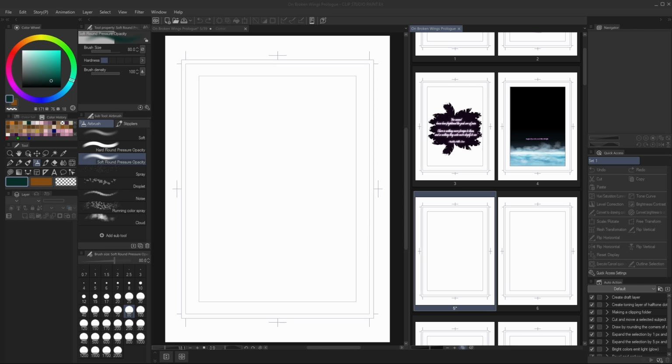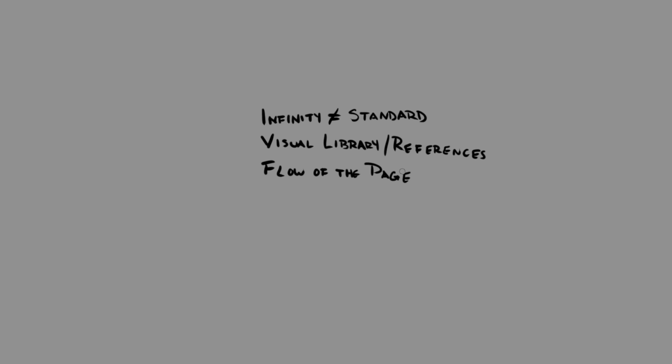We'll be hitting a couple of topics throughout, but it can be summed up to these points. The difference between Infinity Scroll and standard layout comics, using your visual library and references, figuring out the flow of the page and using thumbnails, and what information to show and what information to hide.